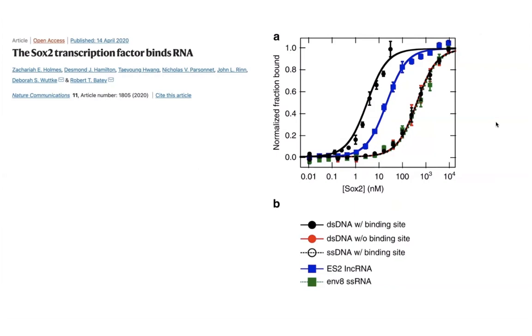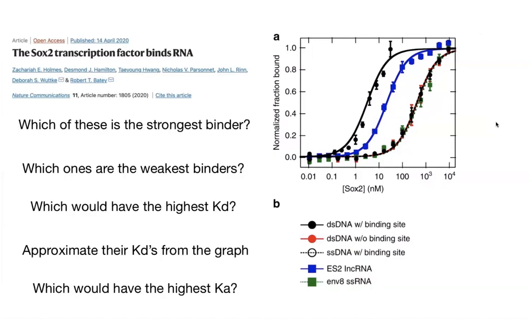If we look at this figure, they're testing double-stranded DNA with a binding site, double-stranded DNA without a binding site, single-stranded DNA with a binding site, this long non-coding RNA, and this other single-stranded RNA. So basically, they have some RNAs, they have some DNAs, and then they measure the binding. They plot the binding. You can see that we are in a log scale here, which is why we get these sigmoidal curves. And now I want you to interpret this graph. So pause the video and answer the following questions.